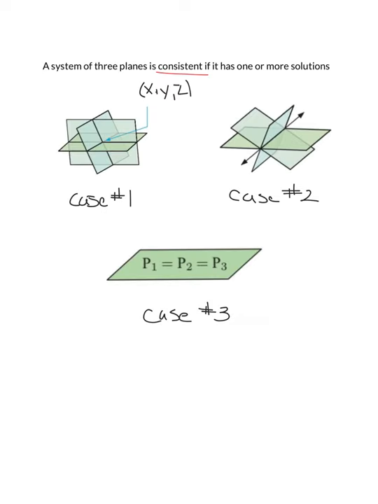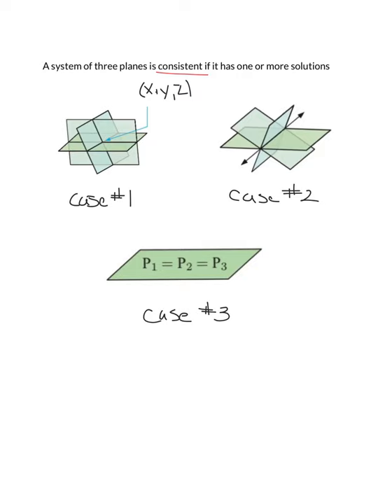Okay, so I have some diagrams here. The three cases, if we have three planes intersecting in a consistent way, so meaning there's one or more solutions. Case number 1, the three planes, as you can see, are intersecting in a way that all three of them only meet at one specific point. Case number 2, these planes are intersecting in a way that they are meeting in a line.